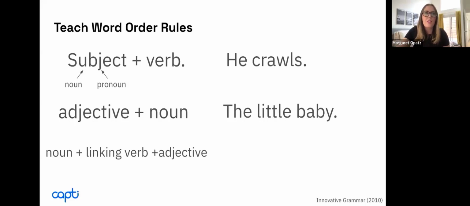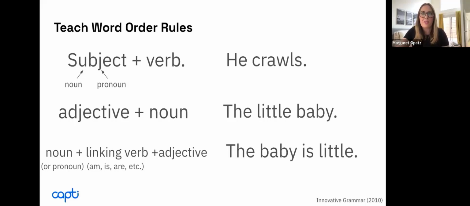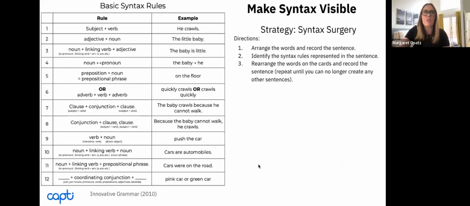We can also have the rule of nouns come, and then there's a linking verb and then an adjective. I would also want to note that it can be a noun at the beginning or a pronoun. And then linking verbs are like am, is, are, and there are a number of others. So then I can share an example with students. I can say "the baby," which is my noun, "is," my linking verb, "little." And these are just 3 examples. There are 12 basic syntax rules that I think are really helpful for students to understand.